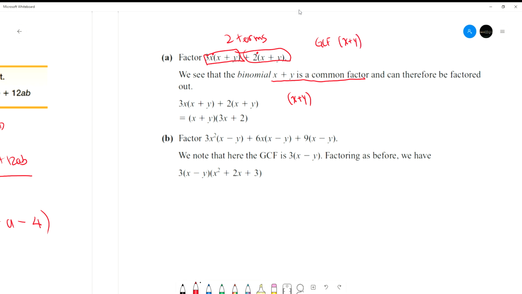So when you divide these terms, the 3x times x plus y, plus 2 times x plus y, we divide it by the GCF, x plus y like this, right? What happens when we divide the first term? We get what? Just 3x plus 2. I don't know if that part makes sense to y'all. Do y'all see that? Because if we were to write it separately, this is what it looks like, right?